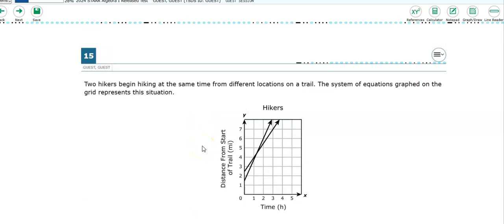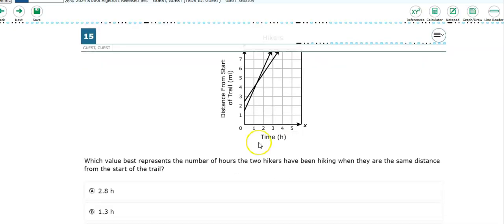All right. 15. Two hikers begin hiking at the same time from different locations on a trail. The system of equations graphed on the grid represents the situation. So it's a system, and when you see more than two lines on a graph, that means it's a system. All right. Which value best represents the number of hours the two hikers have been hiking when they are the same distance from the start of the trail?